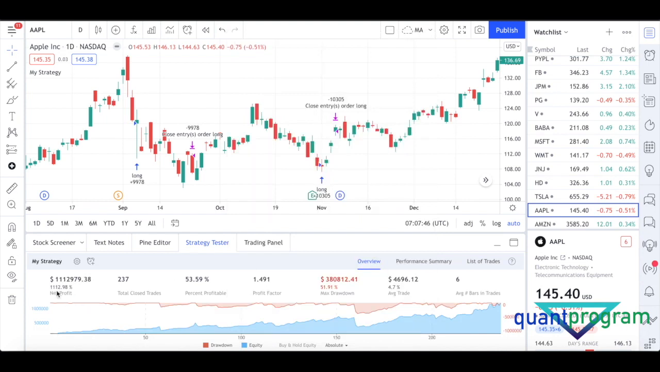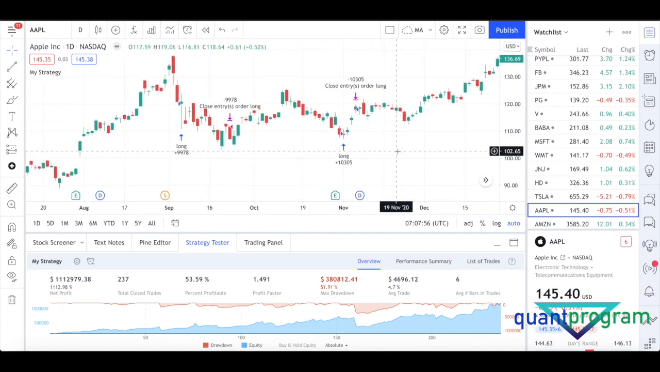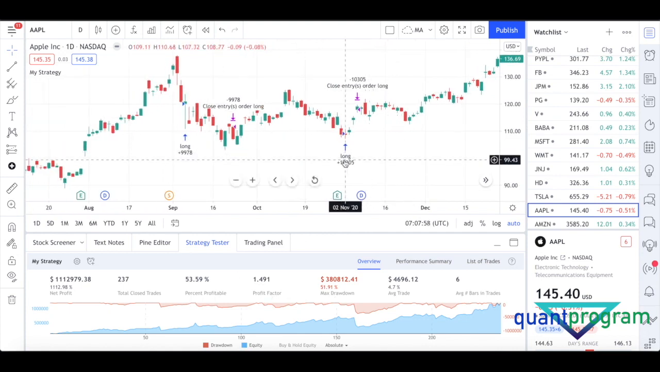So we've got 1,112% with a drawdown of 15%. The drawdown is a bit heavy, but other than that, the profit factor looks good. The percent profitable looks like 50%, which all looks amazing. So let's take this example here, which happened on the 2nd of November 2020.